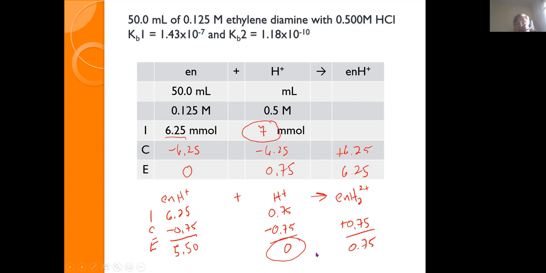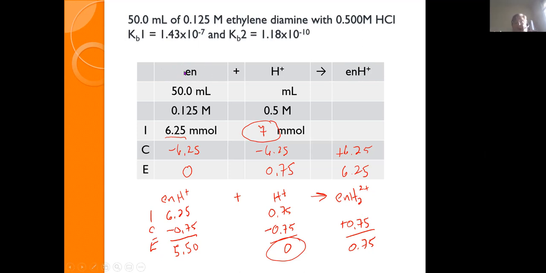If we are at an equivalence point, then we will have only one species in solution. If we're at the second equivalence point, we would just have enH2 2 plus. That's a weak acid. If we're at the first equivalence point, that's the end of this first reaction, we would just have enH plus. That's an amphiprotic, so we'd use our amphiprotic equation. If we're before we've added any titrant, that's when we have just ethylene diamine. We treat that as a weak base.